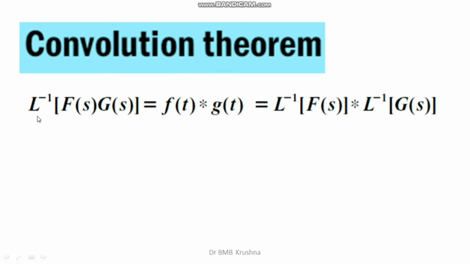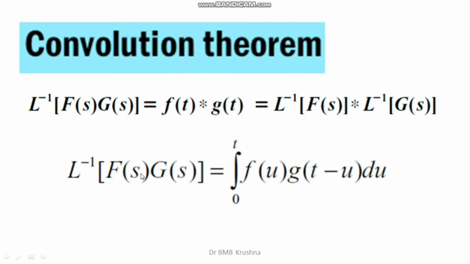Then L inverse of F(s) into G(s) is the convolution product of f(t) and g(t), where star is called the convolution product, that is, L inverse of F(s) star L inverse of G(s). The convolution product is the integral from 0 to t of f(u) g(t minus u) du. So you need to remember this formula, that is only the statement of the convolution theorem.